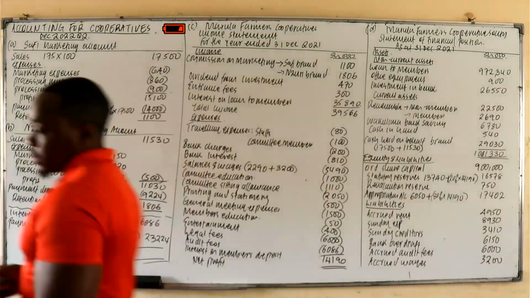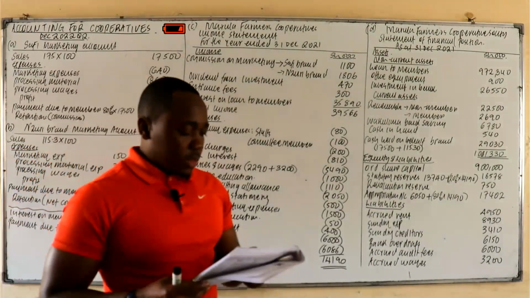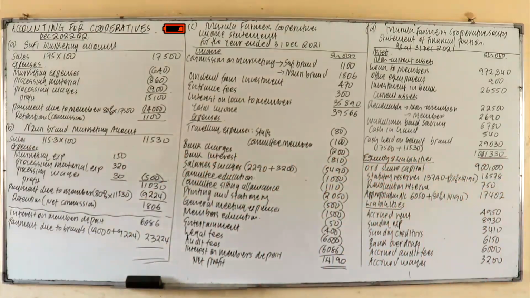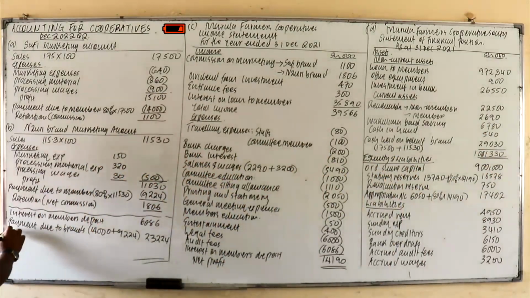What have we not included? We also have another liability. Yes, that's why it's not tallying. Can you see the members deposit? Yes, we have members deposit. Member deposit is a liability, so include it here. Not yet included, the members deposit.